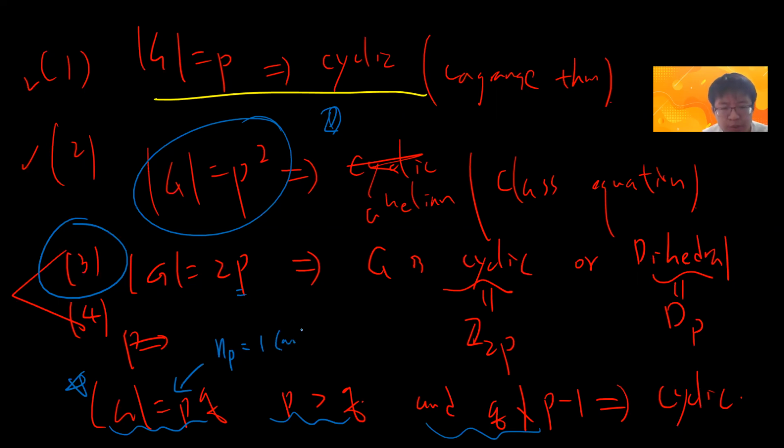Right, so n_p must be 1 mod p, right? But p is greater than q minus 1, and n_p divides q, right? So n_p can only choose 1. So n_p is 1. And then from here, you know that n_q is 1.